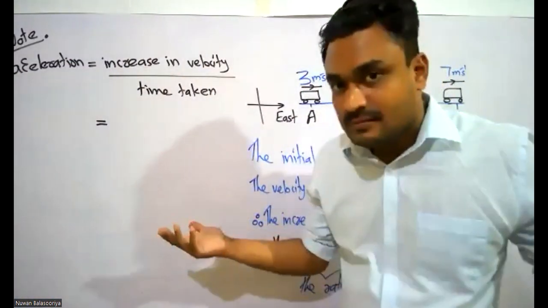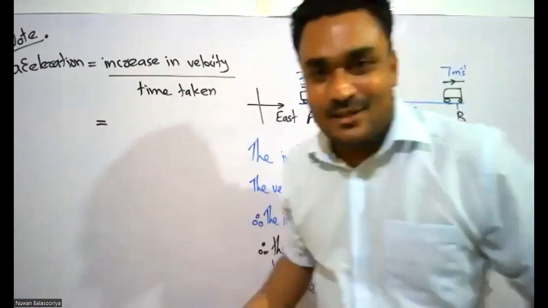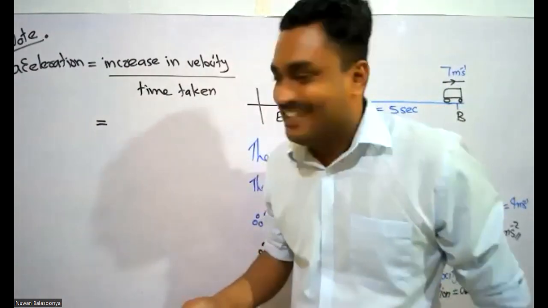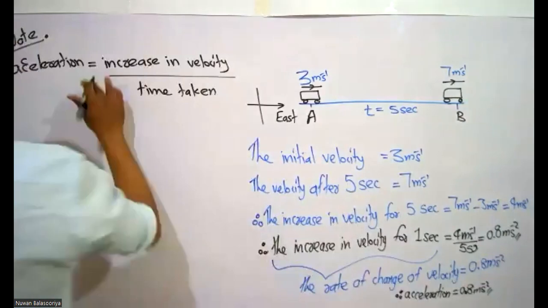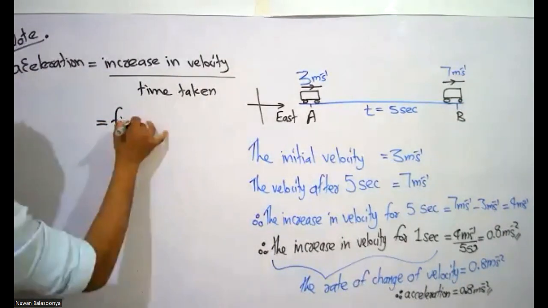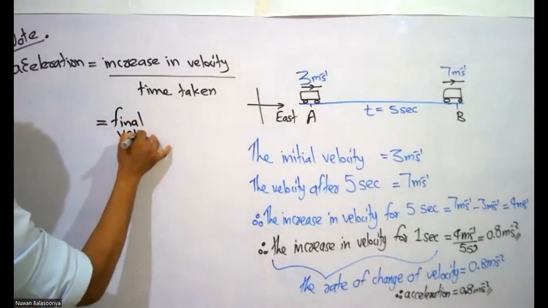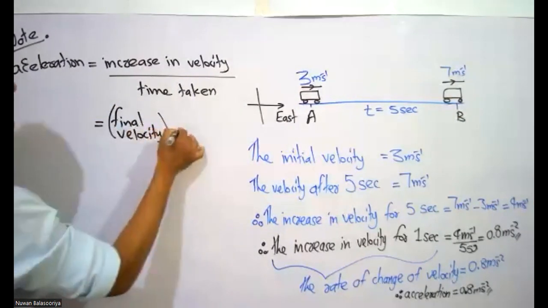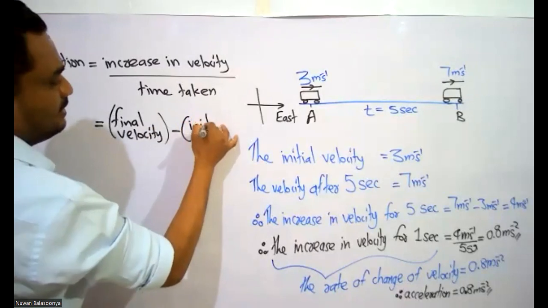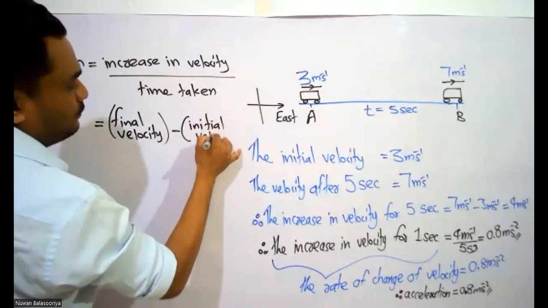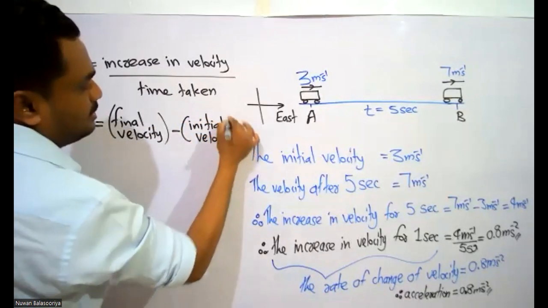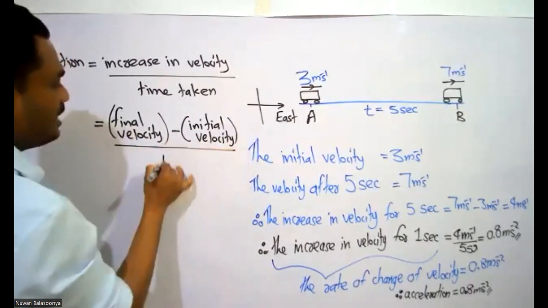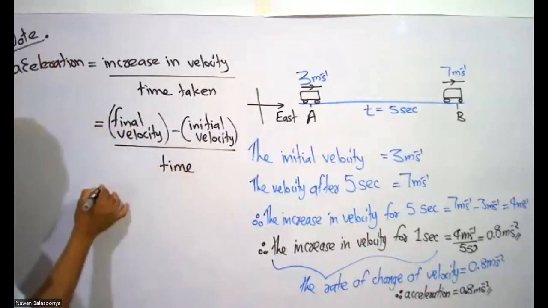Final velocity minus initial velocity. Very good. You remember O-level science, right? I'm very happy. So increase in velocity means final velocity minus initial velocity. Final velocity minus initial velocity divided by time taken.